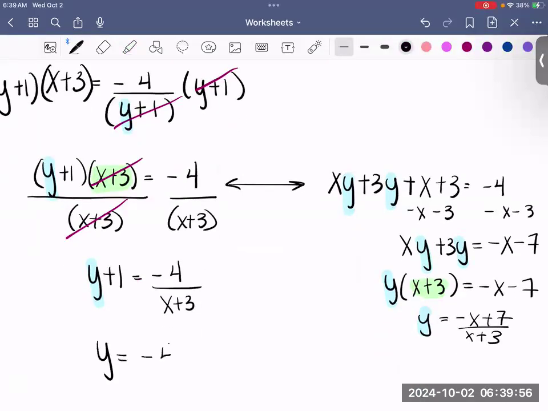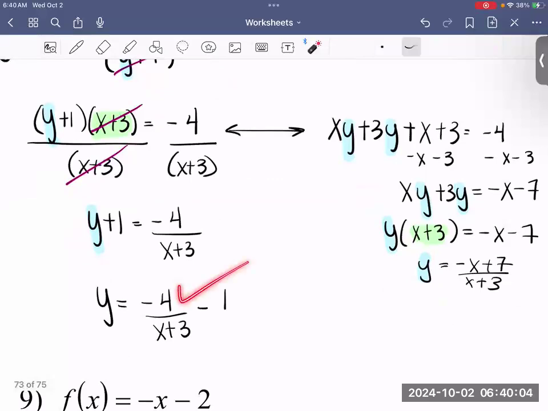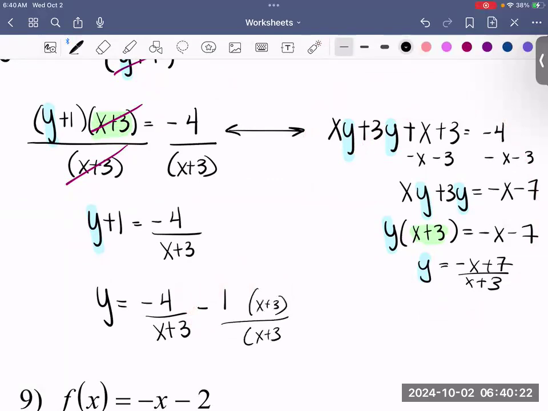Y is equal to negative 4 over x plus 3, and we're subtracting 1. Now, this would be a perfectly fine answer for me on your quizzes or homework or things like that. Others might require you to make this into a common denominator, in which case we're using what we know from 1.4 to multiply on that side, and then you can combine your like terms. However, these two are perfectly fine. They mean the same thing.